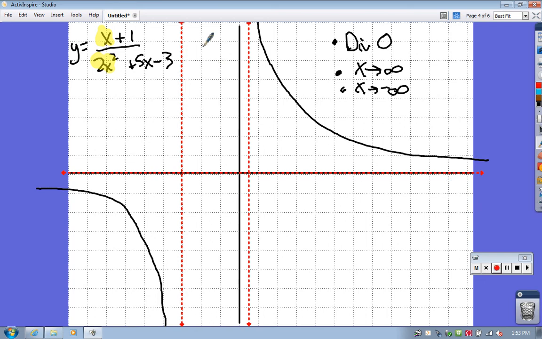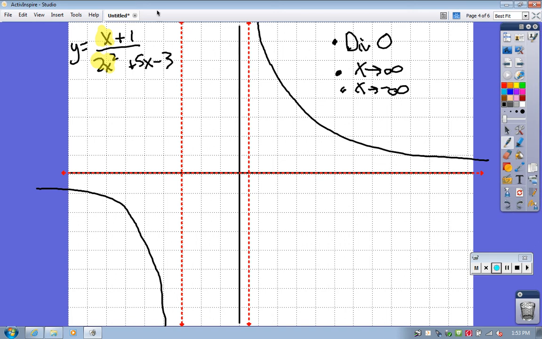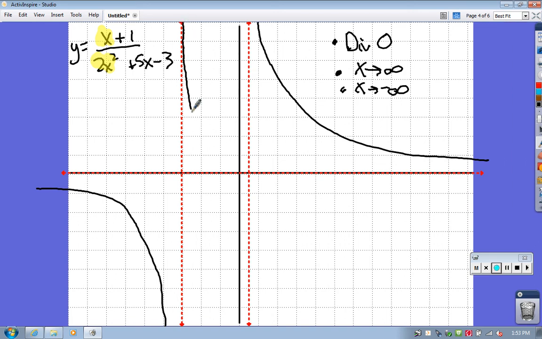And then on your graphing calculator, you'll see that it has a little shape that looks like that in there. And that's good enough. What I'm going to look for on the test is where are your asymptotes, and do you have a general trend of what's happening with the graphs.